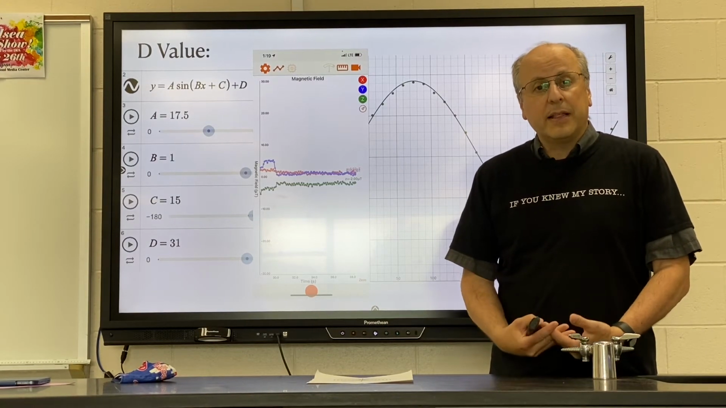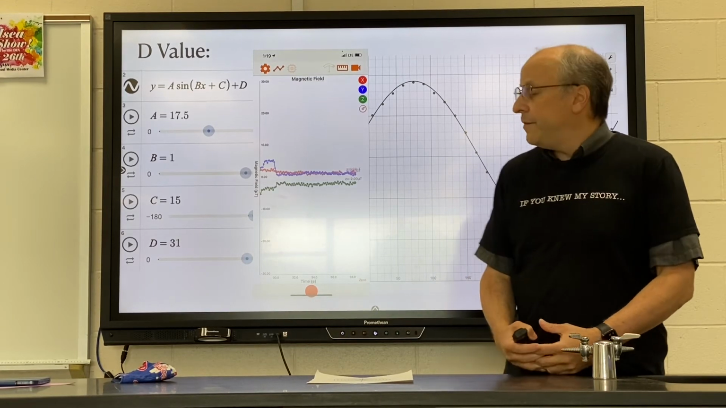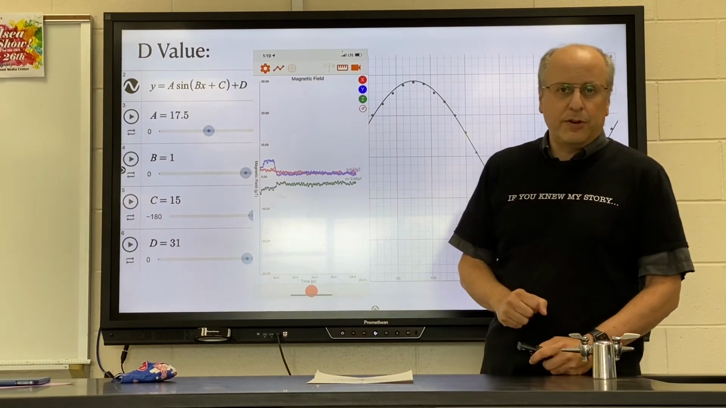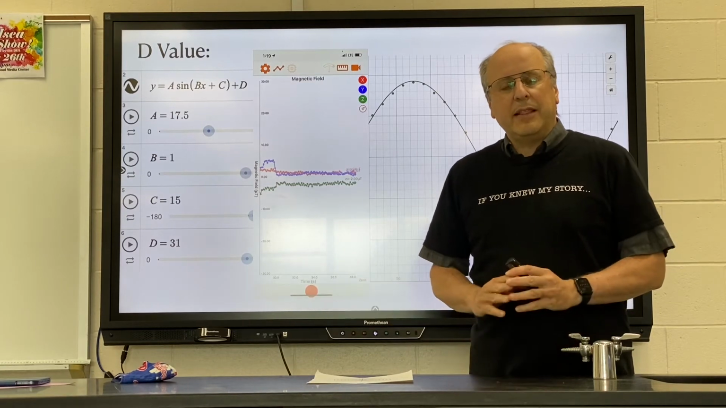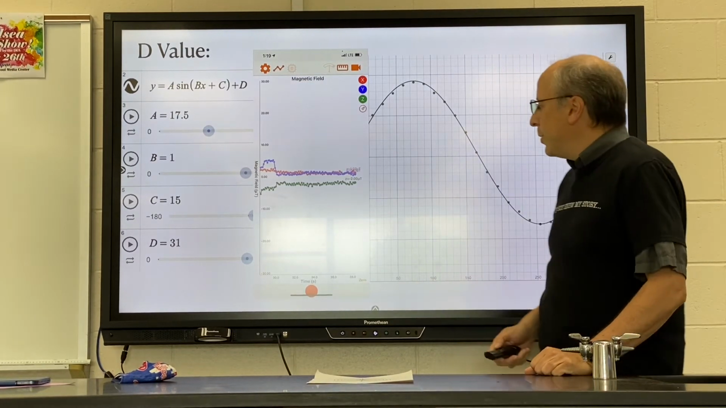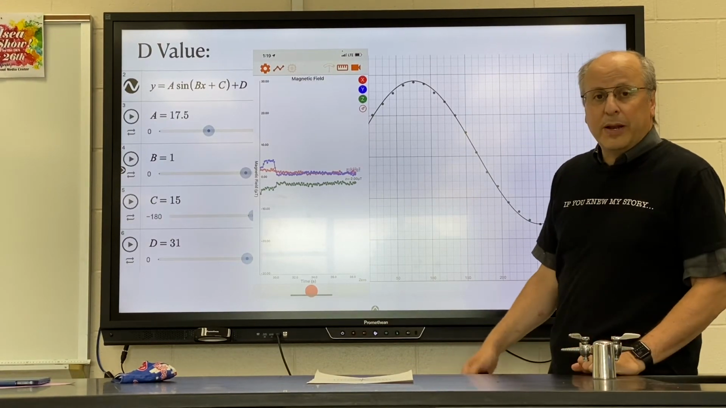But since our Pocket Lab has not been set up to be zeroed with no magnetic field, there's going to be an offset, and my offset happened to be 31. That D value could be any number, and that number is not going to be something we can give extra credit for. Each Pocket Lab will give you a different D value depending on when it was calibrated.